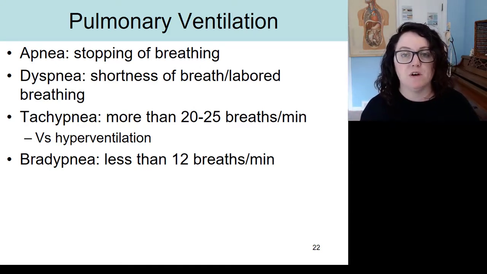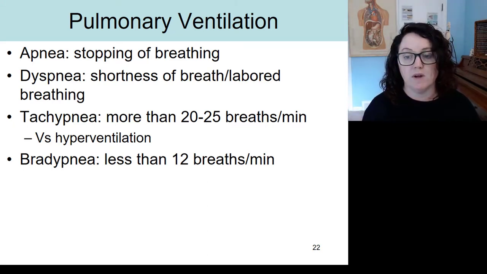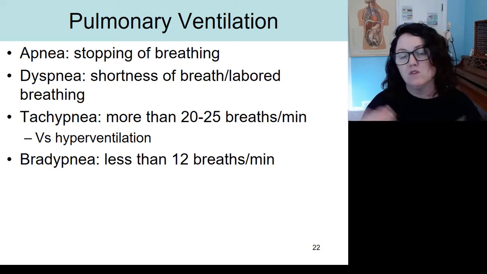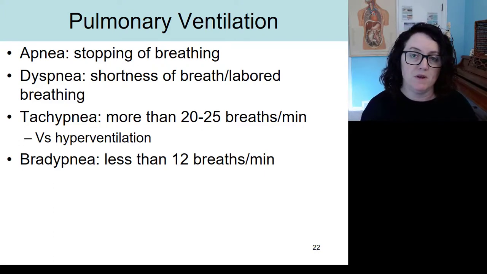Bradypnea is the opposite of tachypnea. With bradypnea, we have a decreased respiratory rate. So this is less than 12 breaths per minute. Remember, 12 breaths per minute is the average respiratory rate. So under that is referred to as bradypnea.